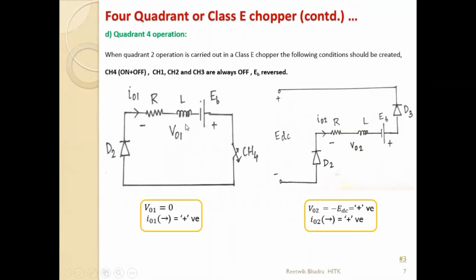See, charging is through CH4 and D2. Current direction and I0 direction are the same, positive. V01 is VD2 plus VCH4, which is 0. Discharging through D3 and D2. V02 is equal to minus Vdc, as the polarity has changed.